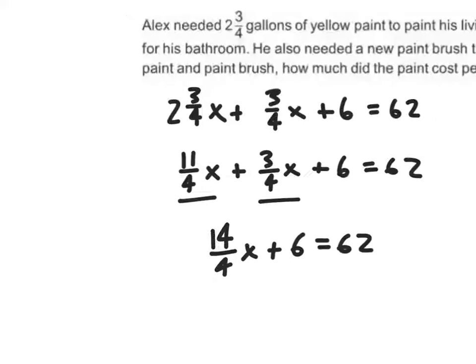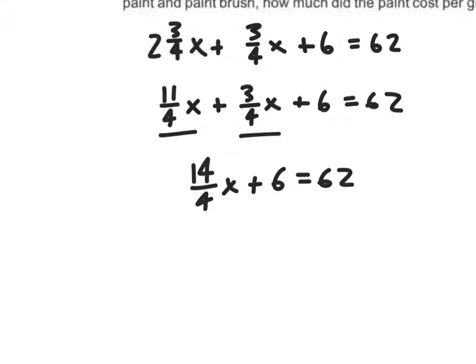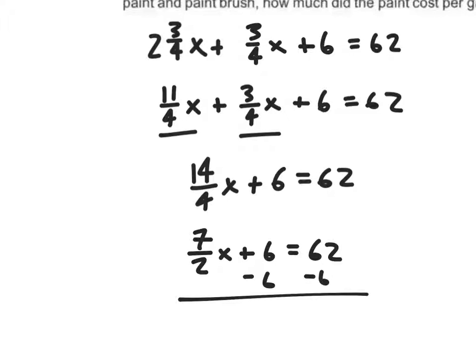Now I can simplify this fraction of 14/4, each of those is divisible by 2. So I write that as 7/2 x plus 6 is equal to 62. Okay, I'm going to subtract 6 from both sides. So 62 minus 6 is going to give us 56. Okay, and that's going to equal, not 65, 56. And that's going to equal 7/2 x.